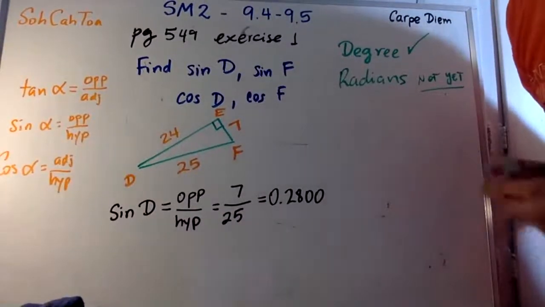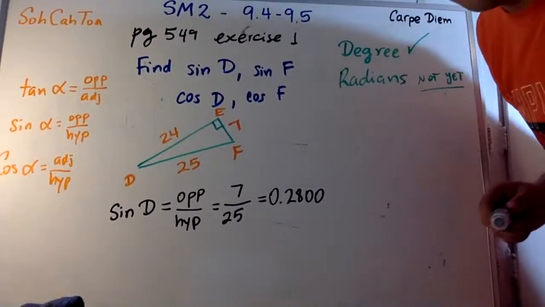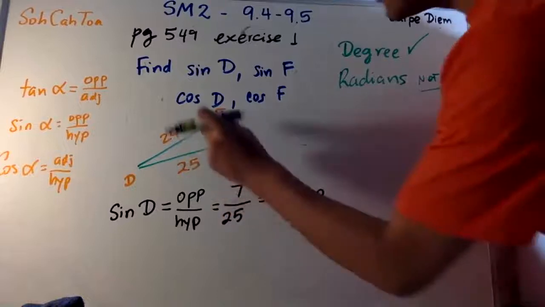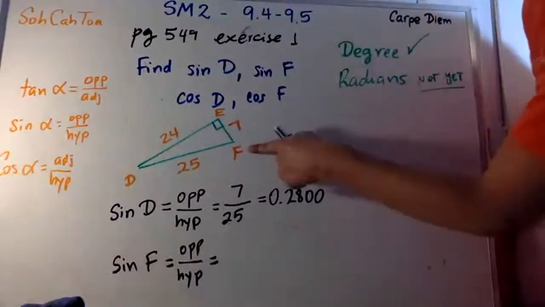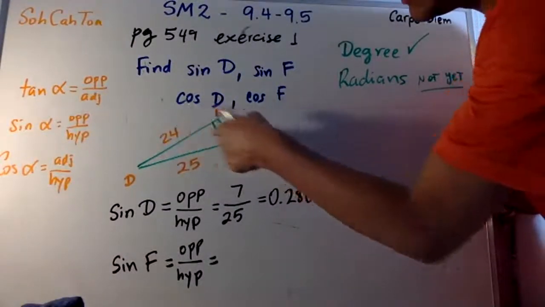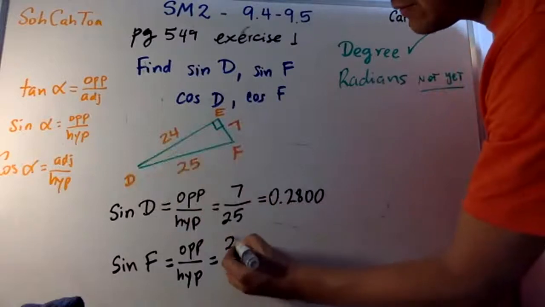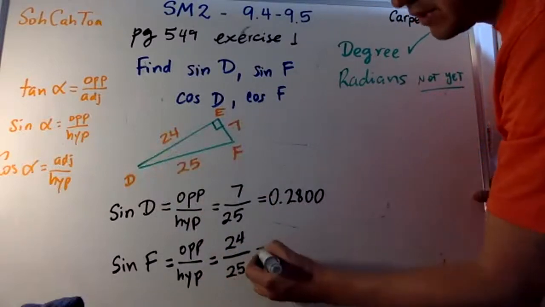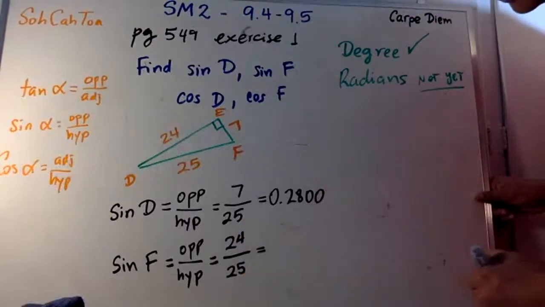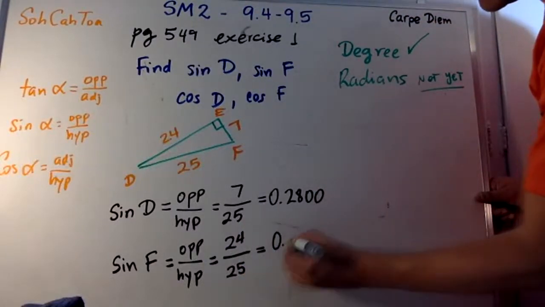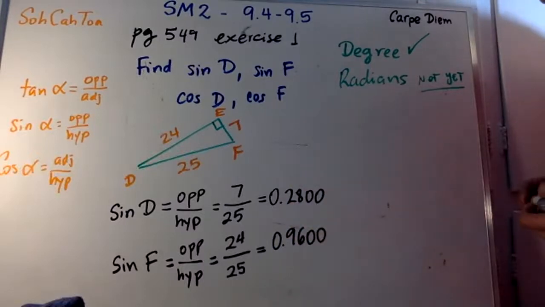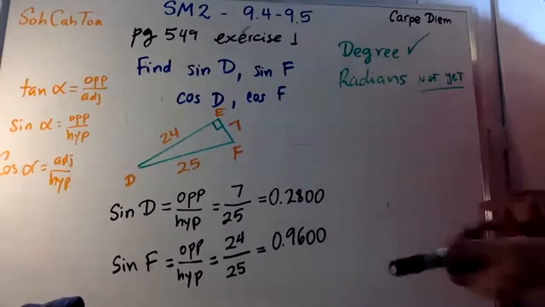Now sine of f. The opposite is going to be this side, 24, over the hypotenuse, 25. If you present this in decimal form, it's 0.9600. That's it.